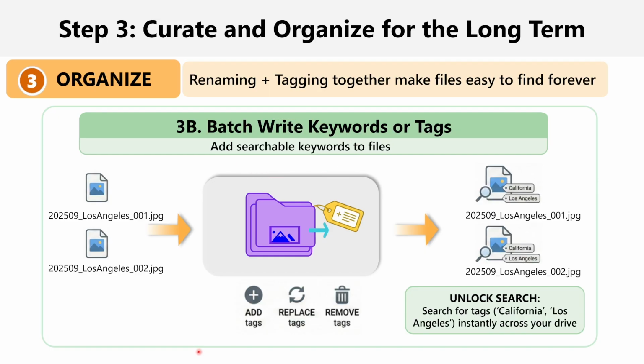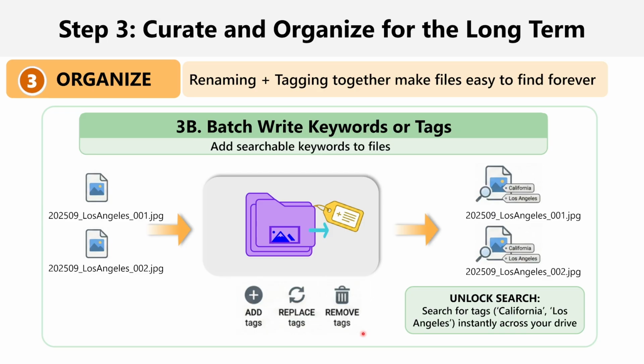Renaming improves sorting by making files easier to recognize, but tagging unlocks searchability by helping your computer find them. That's where batch write keywords or tags comes in, as it embeds keywords directly into the file, permanently. This doesn't change the date or location data, it just adds a searchable tag. You can add tags, you can replace tags, you can remove tags.